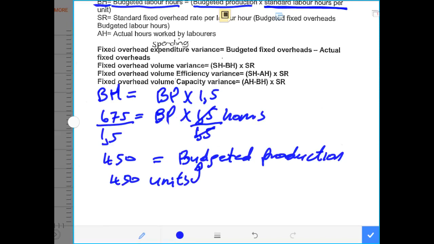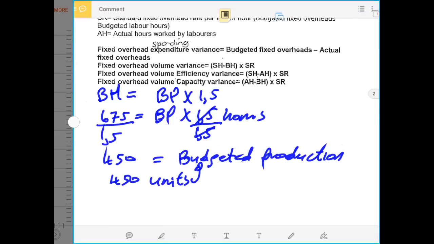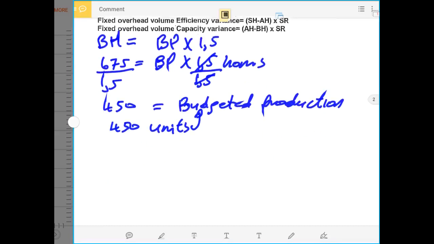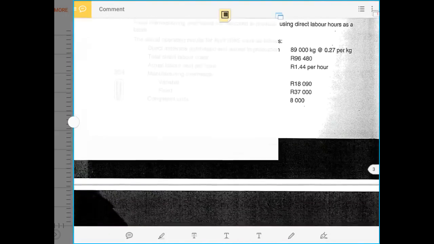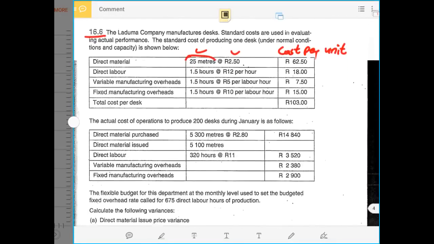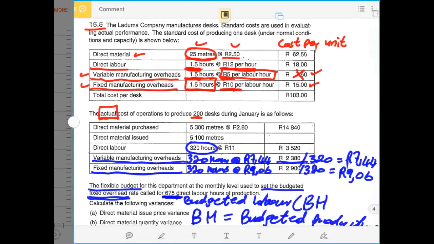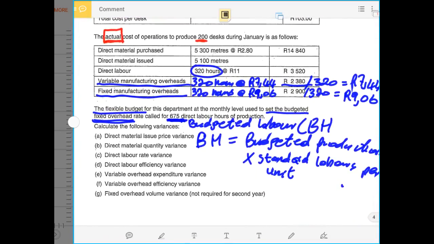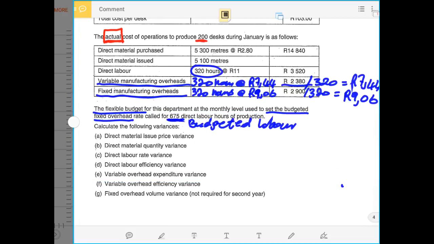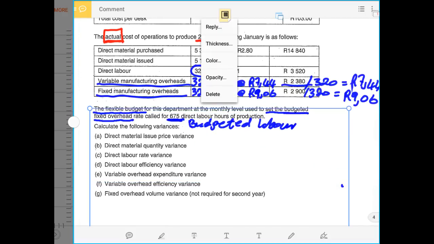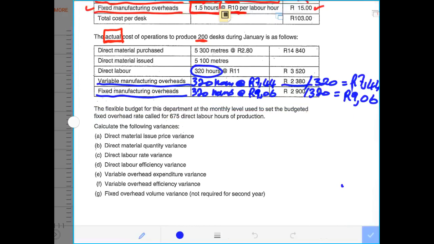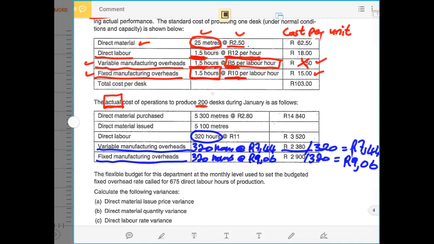So now we do have almost everything that we need for the calculation of the necessary variance. We have our budgeted production, and we also have our budgeted labor hours. From here we can proceed to the next level of the question, where we have to calculate the variances that are given to us. So our budgeted production is calculated as 450. Let us just write it here, so that we do have it somewhere.